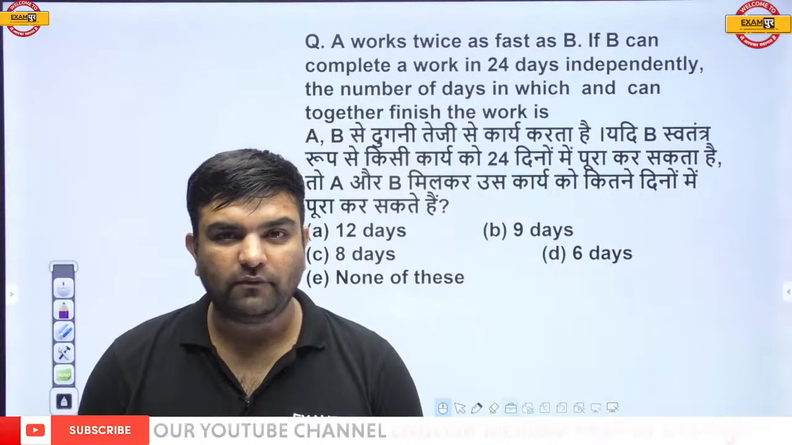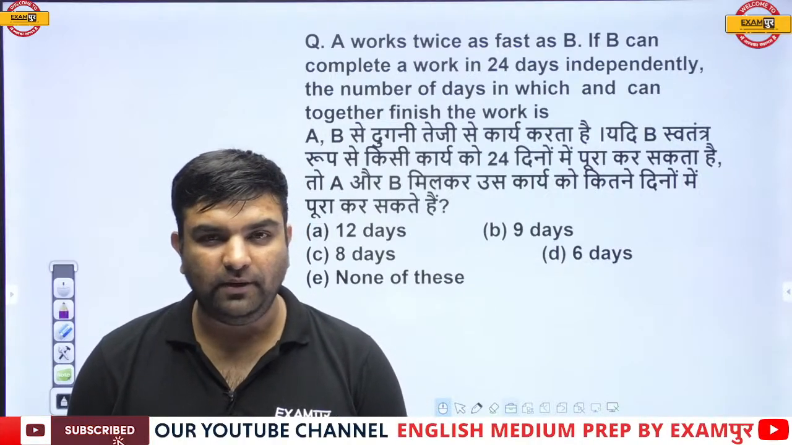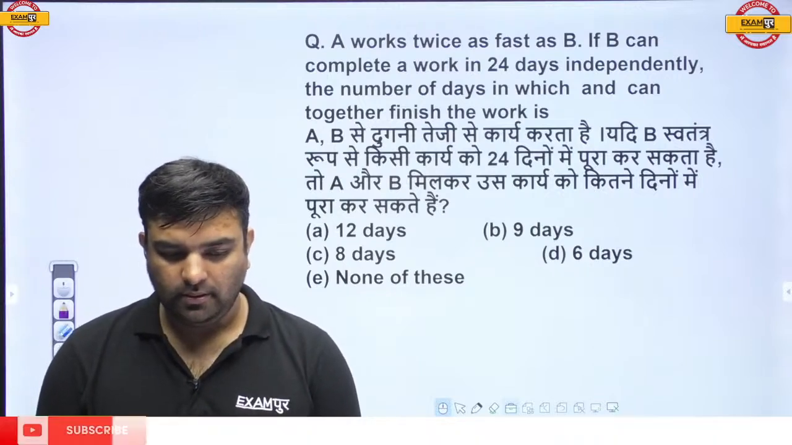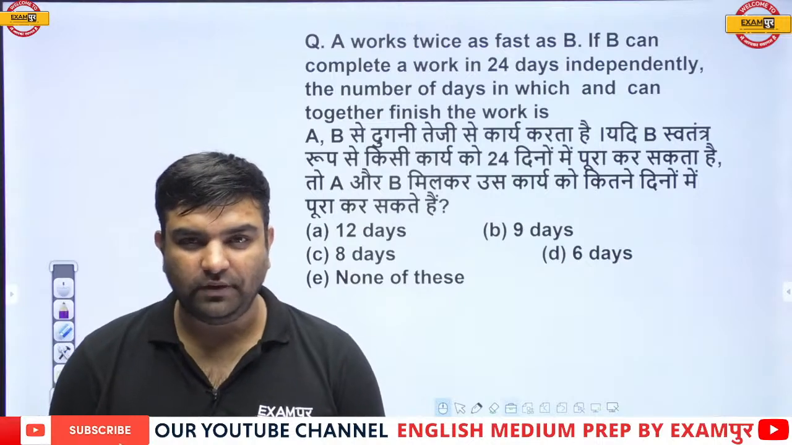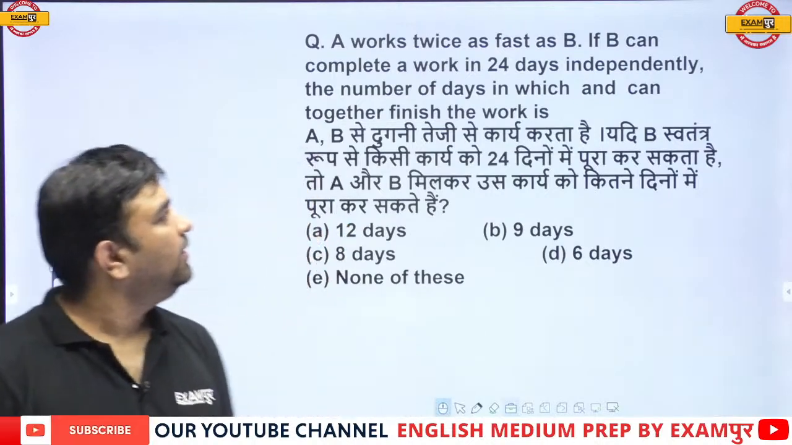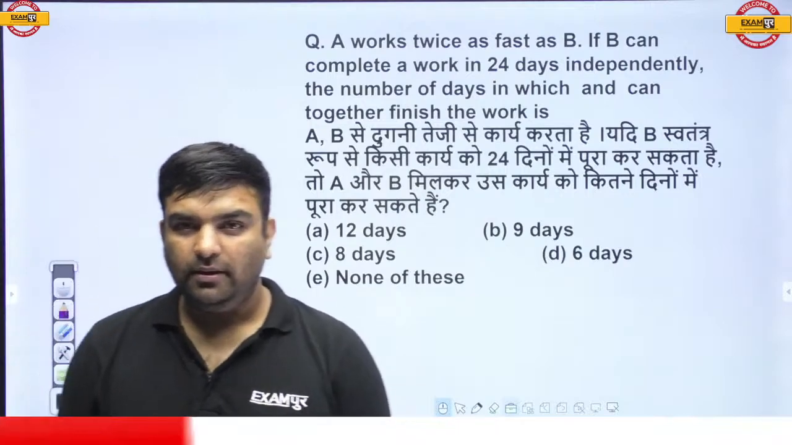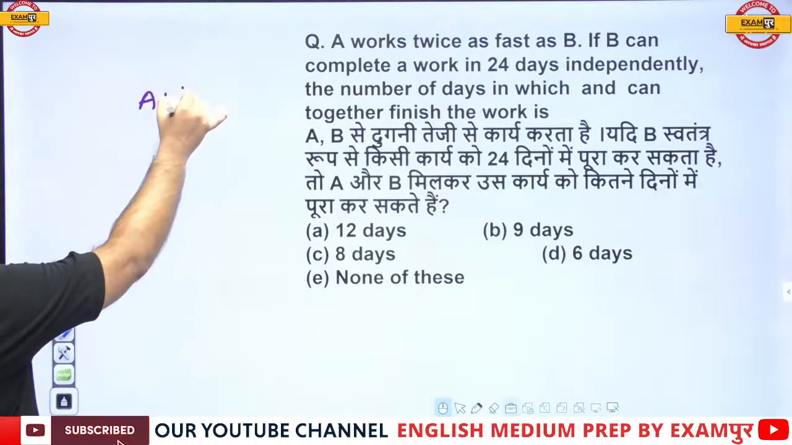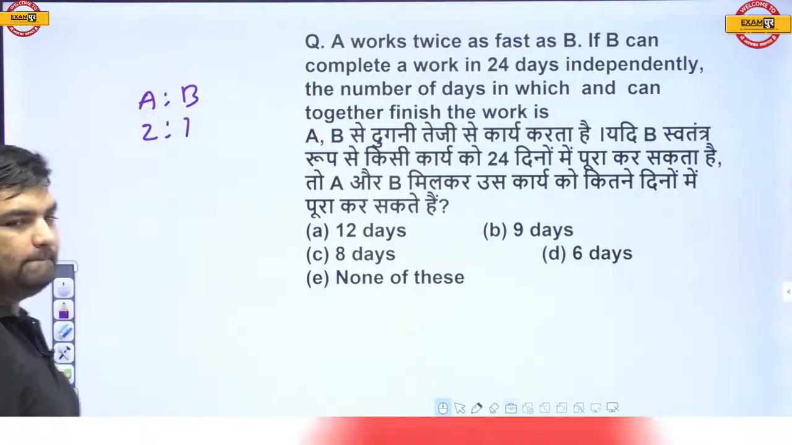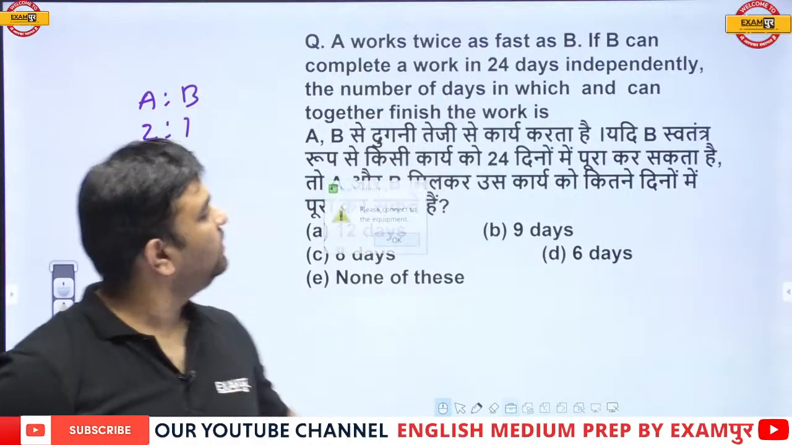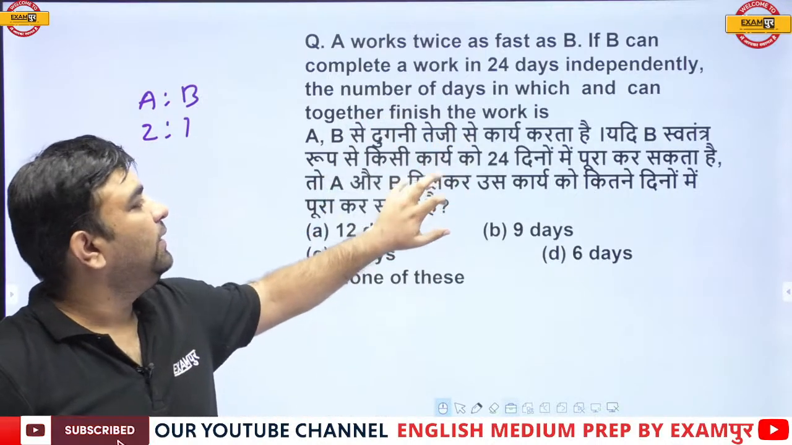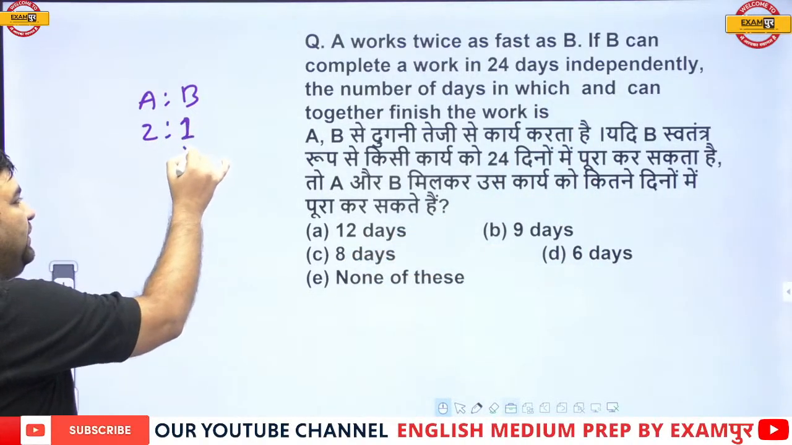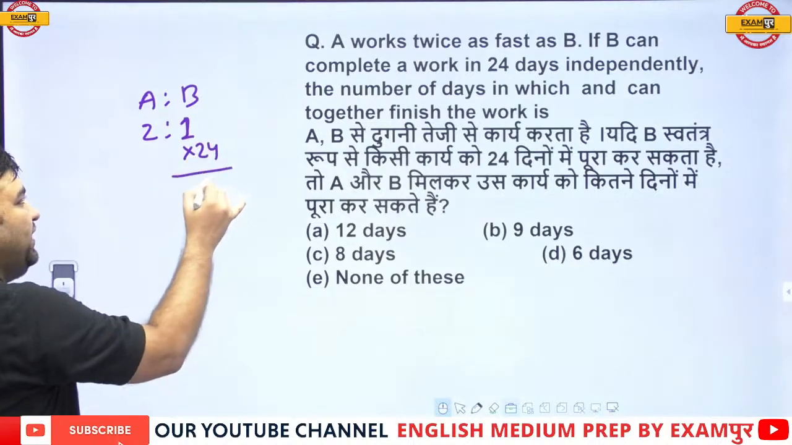A question from time and work which can be easily done by you. Just give the efforts. A is twice as fast as B. So A and B efficiency is in the ratio 2:1. B can complete the work in 24 days. So can I say with the efficiency of 1, work can be done in 24 days? So work is 24.